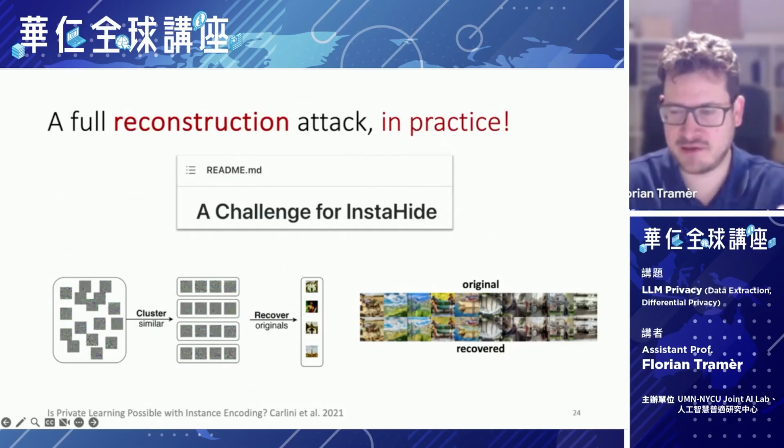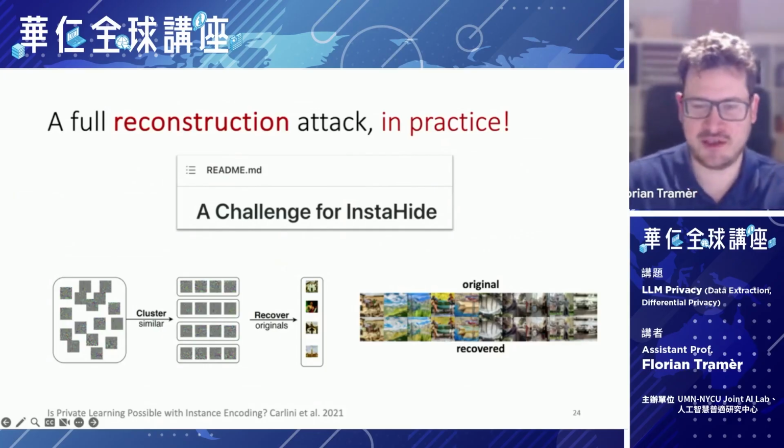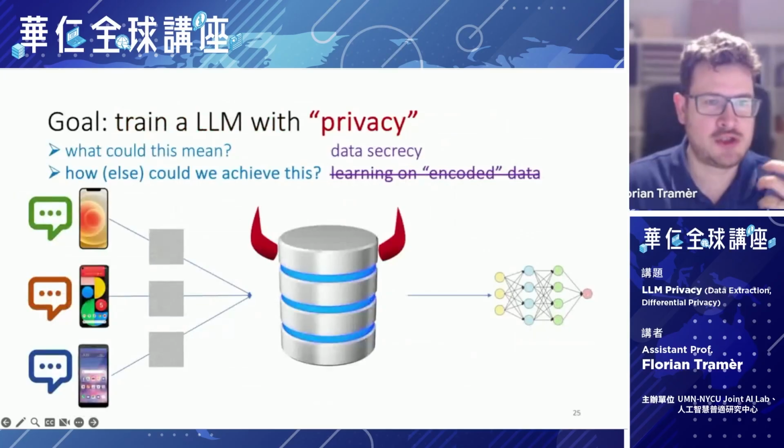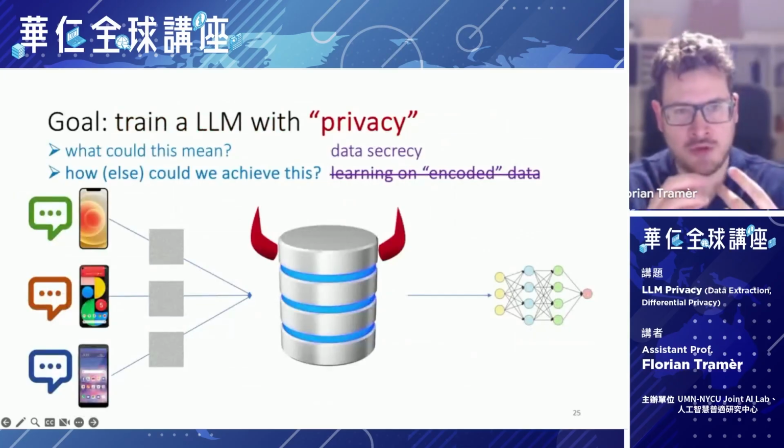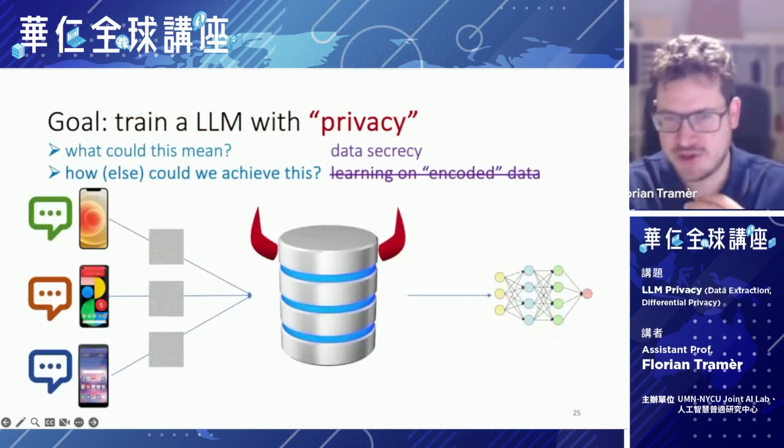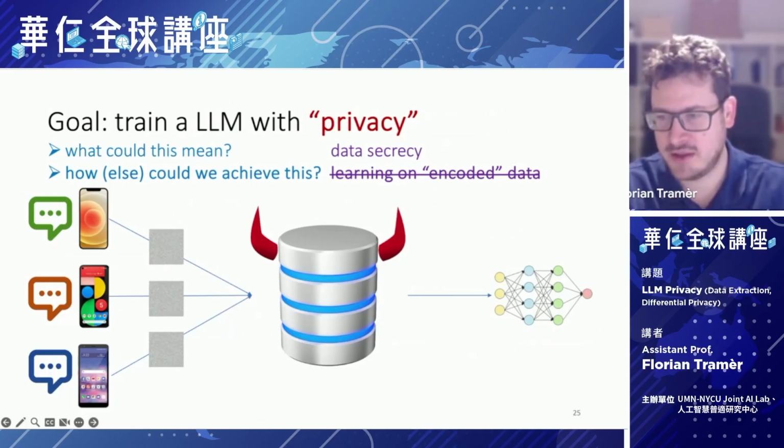And so this again just shows that this idea of training a model on encoded data doesn't really work. If the data is encoded in a way that allows for learning a model, then it cannot really be private.